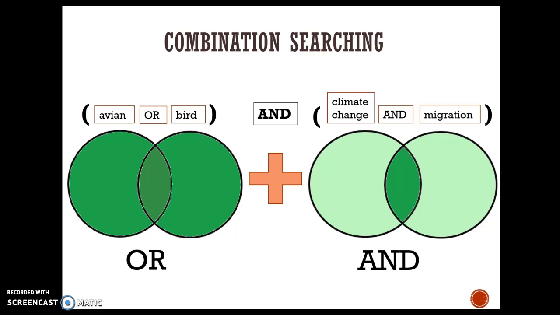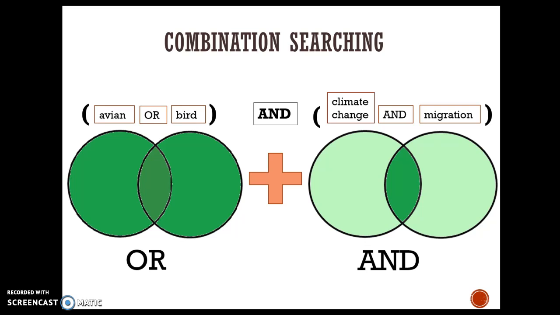So the visuals in the Venn diagram help organize our thoughts of what results you're actually going to see. So we've broadened the search here to include anything that talks about avians, anything that talks about birds, anything that talks about both avians and birds together. But we also want to look at this very narrow section that includes both climate change and migration. So as a result, we're going to get any articles that have to do with climate change and migration and birds, or avians and birds, or just avians.